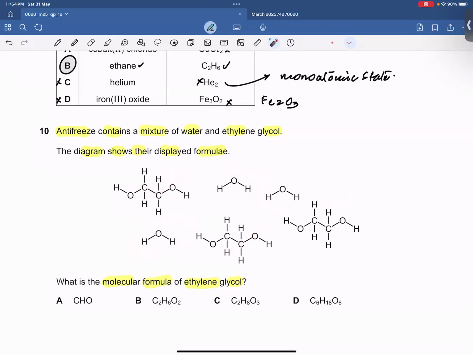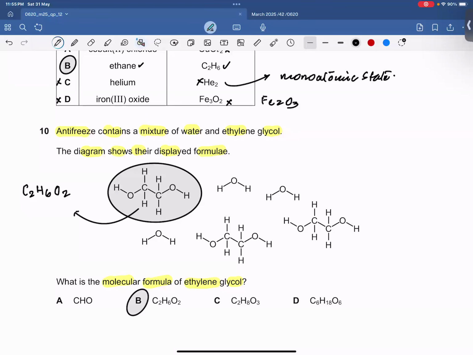So let me take out the number of carbon, hydrogen and oxygen atoms from this. How many carbon atoms? 2. How many hydrogen atoms? 1, 2, 3, 4, 5, 6. And how many oxygen atoms? 2. So its formula is C2H6O2. This formula is given in option B, which is why B is going to be the right answer. Okay. One more thing. It's not given in the question, but you should remember antifreeze is always used in car radiators.